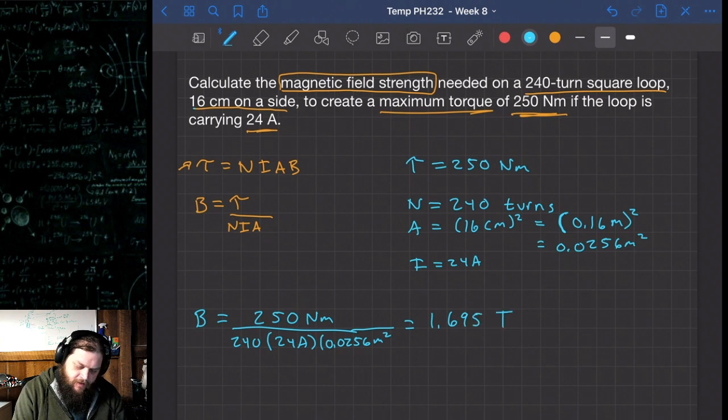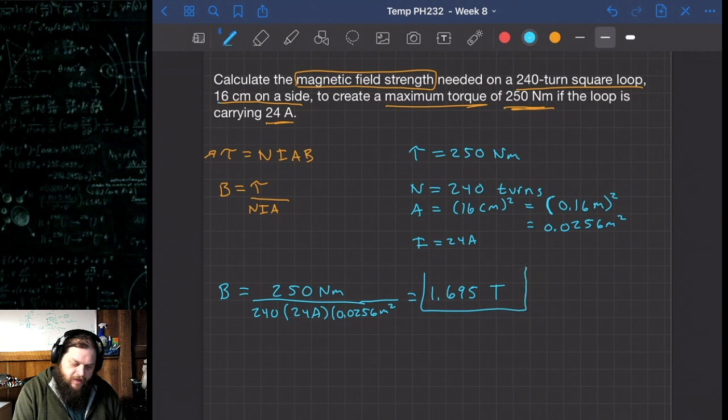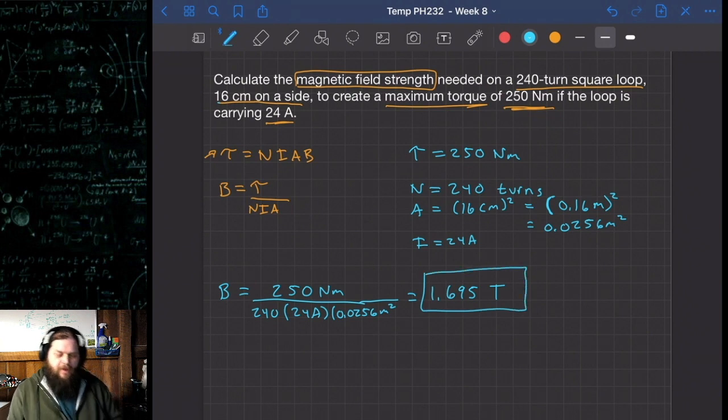1.695 Tesla. So that is going to be the strength of the magnetic field that's generated to create that torque going around in circles there.